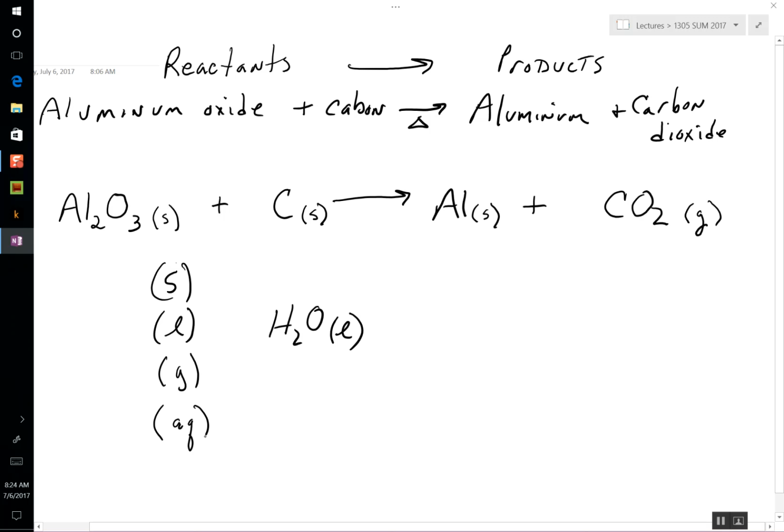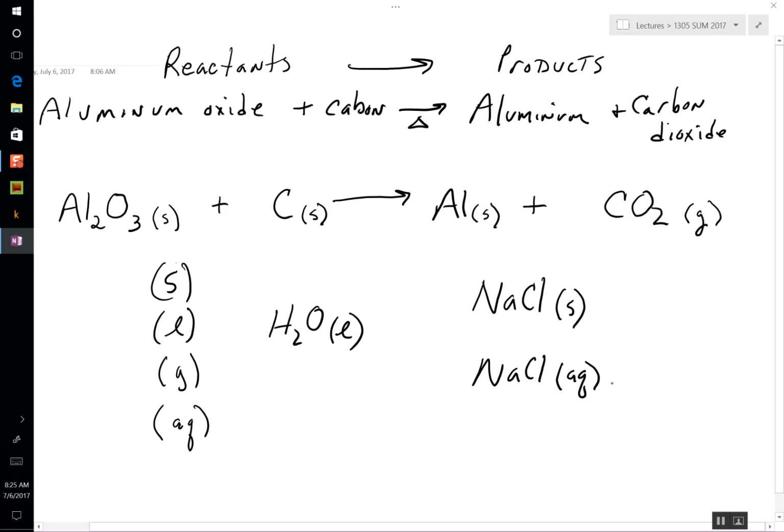Sometimes you'll see this, AQ. AQ, what does that mean? Aqueous. It means that material is dissolved in water. So let me give you an example of that. You could have sodium chloride. If you saw sodium chloride like that, it would be referring to what's going into or coming out of this reaction: white crystal sodium chloride.